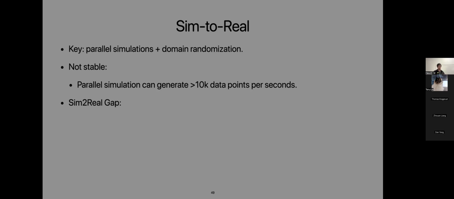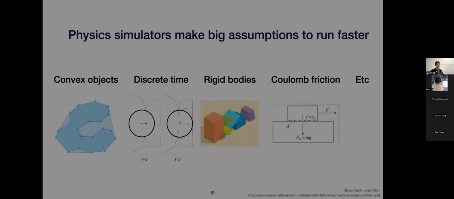And there is also the challenge of the sim-to-real gap. The sim-to-real gap is caused by a lot of different factors. For example, in physics simulators, we make a lot of assumptions to make them run faster, or sometimes to make it even feasible to run. For example, objects are always convexified, and we do not have continuous time in simulation. We only have discretized time. And the body is always rigid.